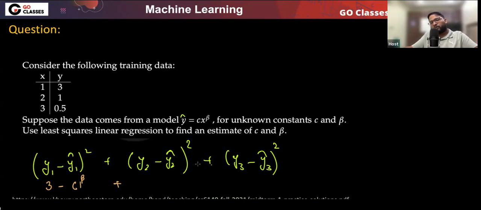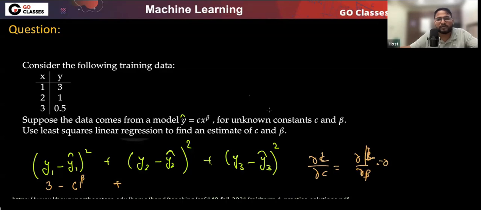Now, I don't know whether it is mathematically convenient or not, but this could be one of the ways to find out the loss, and then you need to differentiate this loss with respect to C, with respect to beta, make them zero, and so on, right? Is this okay to everyone? This could be one of the ways.